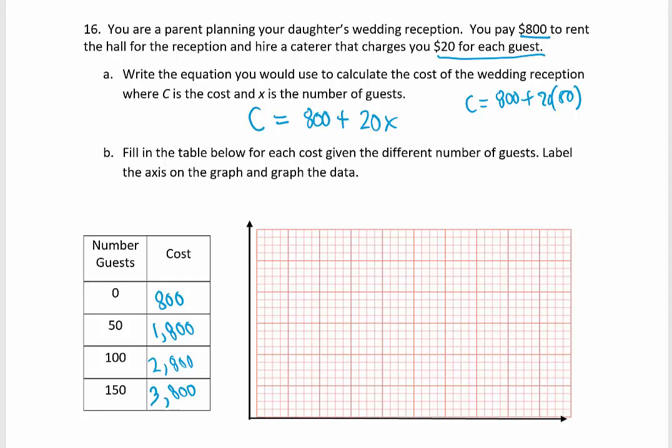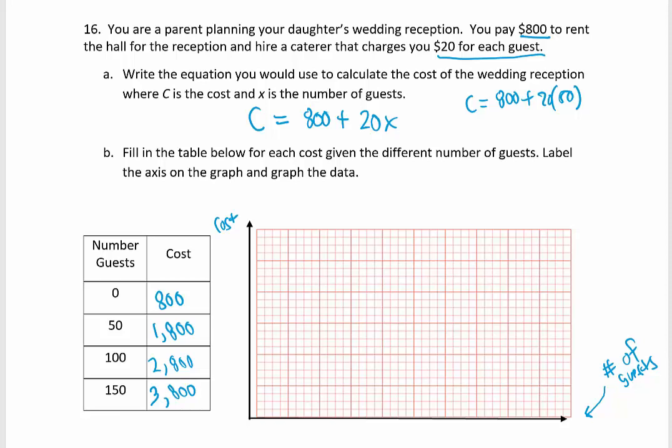Okay. Now we want to make a graph. Part B here is to make a graph of these things. So we want to label our graph. We want to have our independent variable down here at the bottom. And the independent variable is the number of guests. And then over here, this would be the cost, because the cost depends on the number of guests. We always want to make sure we put our independent variable on the bottom.